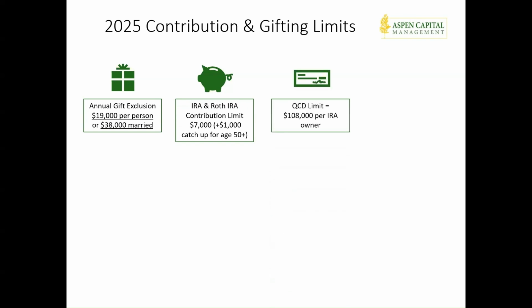For those over age 70 and a half, the QCD limit is $108,000 per IRA owner. Leveraging QCDs can help reduce your taxable income while supporting the causes that matter to you most.